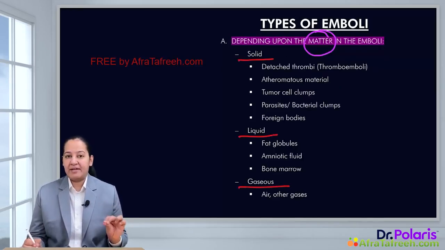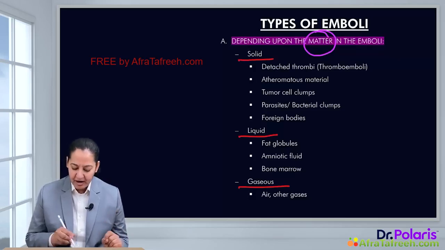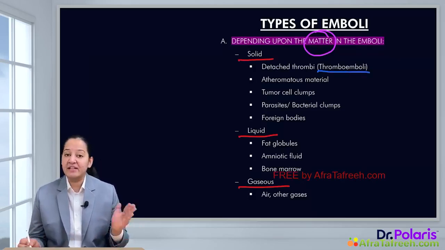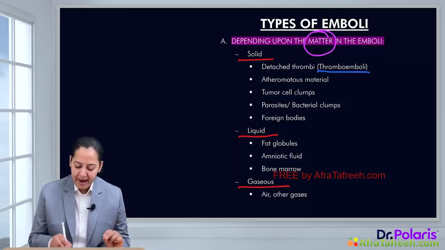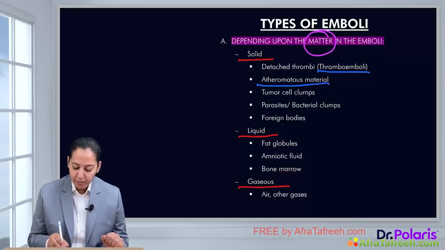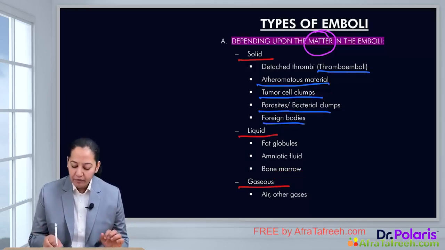So depending on the physical state of the embolus. Solid examples: it can be thromboemboli, that is a detached thrombus is no more a thrombus, it is known as thromboembolus. It can be atheromatous material, tumor cell clumps, parasites or bacterial clumps, or a foreign body. All of them are solid.